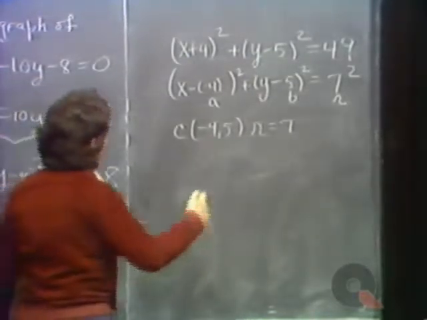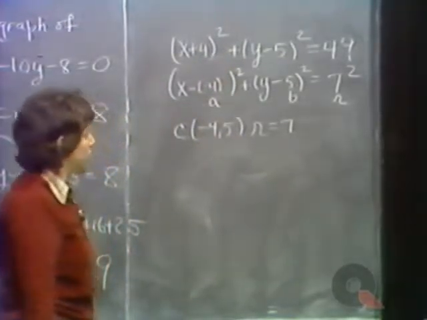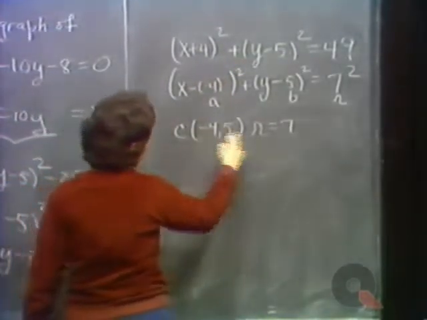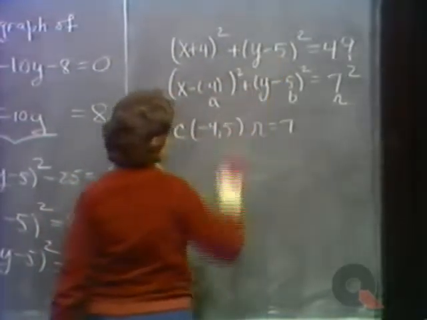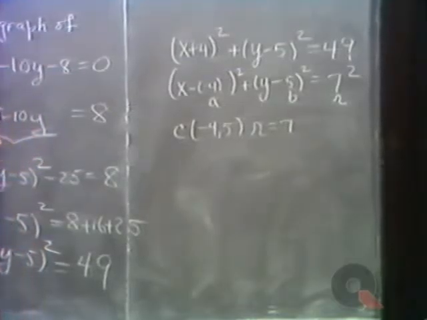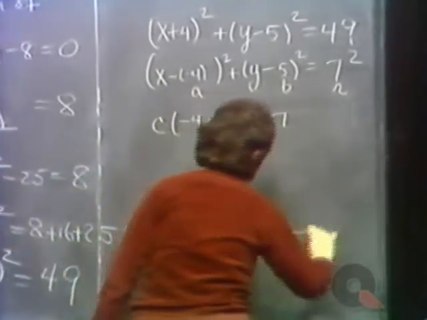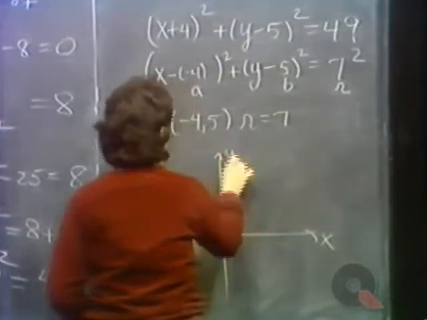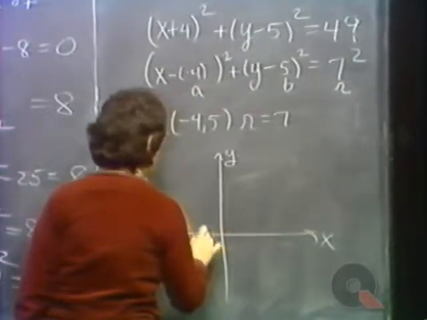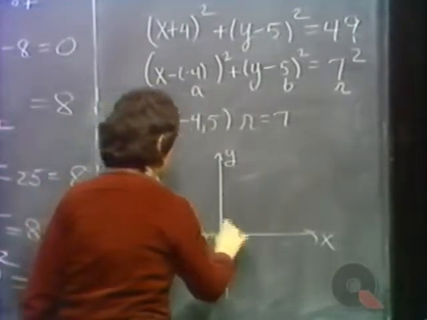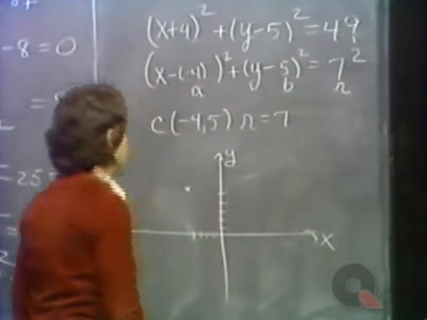Some students just always like to remember that whatever the sign is here, it's the opposite sign when you're looking for the center, okay, as long as you understand where it's coming from. So from the plus 4, the center is at minus 4, 5. The radius is 7, square root of 49. Okay, and then once you have that, of course, sketching it is no big deal. Minus 4, 5 is the center.